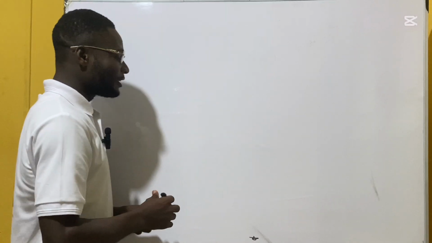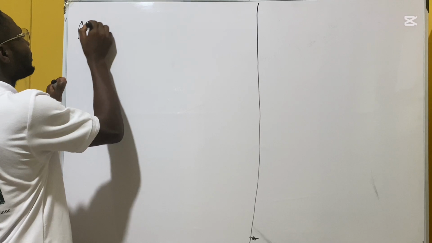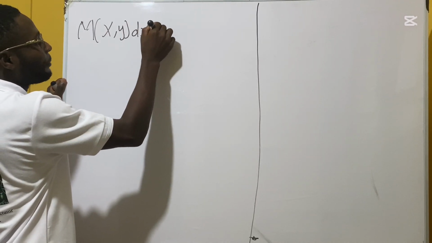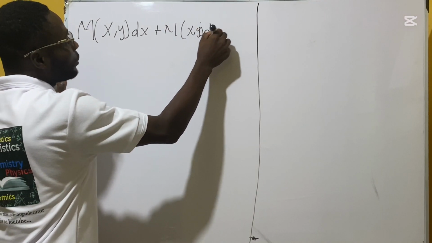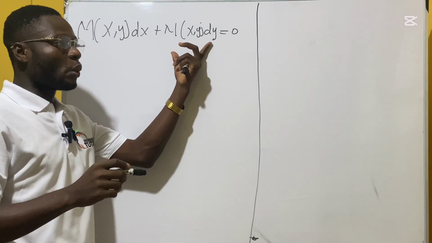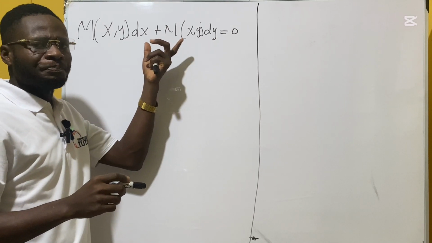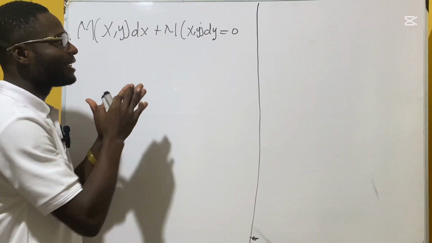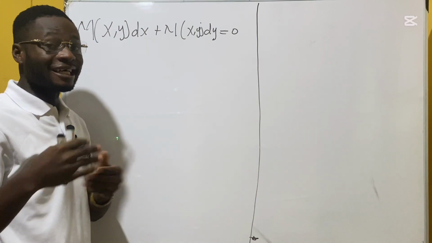Good. So with exact differential equations, this is how it is. We have M of x and y dx plus N of x and y dy is equal to 0. So this is how the equation is quantified to be part of an exact differential equation. Once you have something like this, then you have to begin to think about exact differential equations.